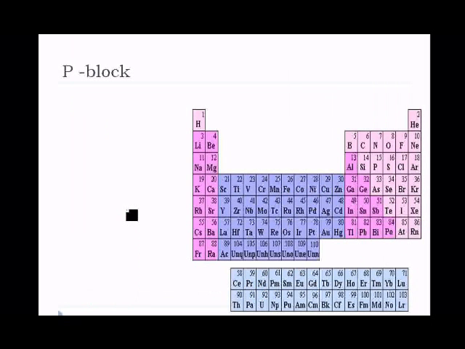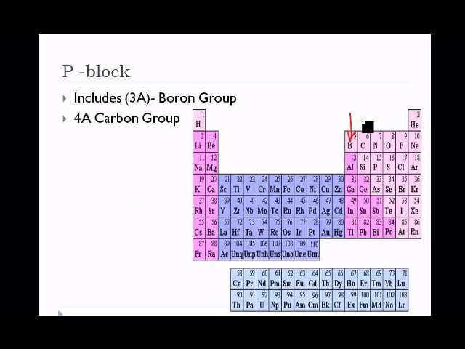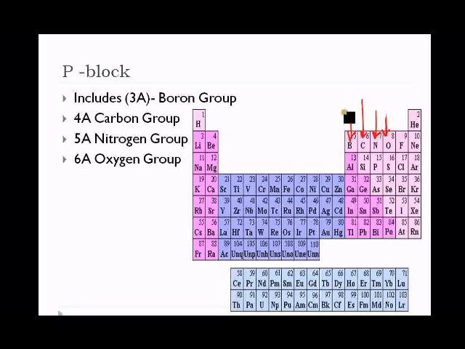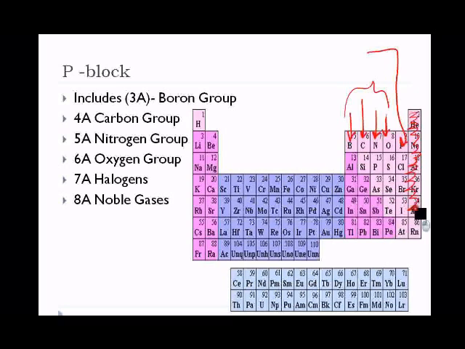Our P block includes group 3A, the boron family, group 4A, the carbon family, group 5A, the nitrogen family, 6A, the oxygen family. Now, those 4 are all named for their first element. However, group 7A are the halogens. We have a special name for them. And group 8A, or group 18, the noble gases. We discussed the noble gases a little bit last unit.